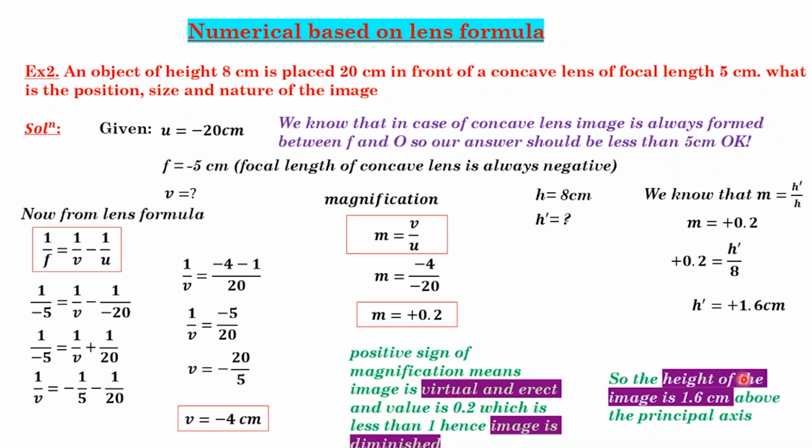So height of the image is 1.6 centimeter above the principal axis. Why are we saying above the principal axis? Because the sign is positive. Okay, so this is how we do the question. This is a very simple question.